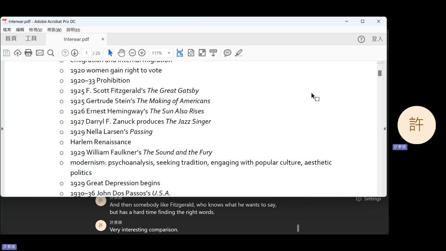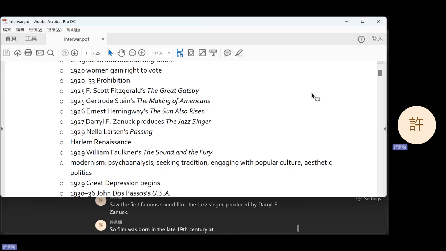Right. And the year after that saw the first famous sound film, The Jazz Singer, produced by Darryl F. Zanuck. So film was born in the late 19th century.